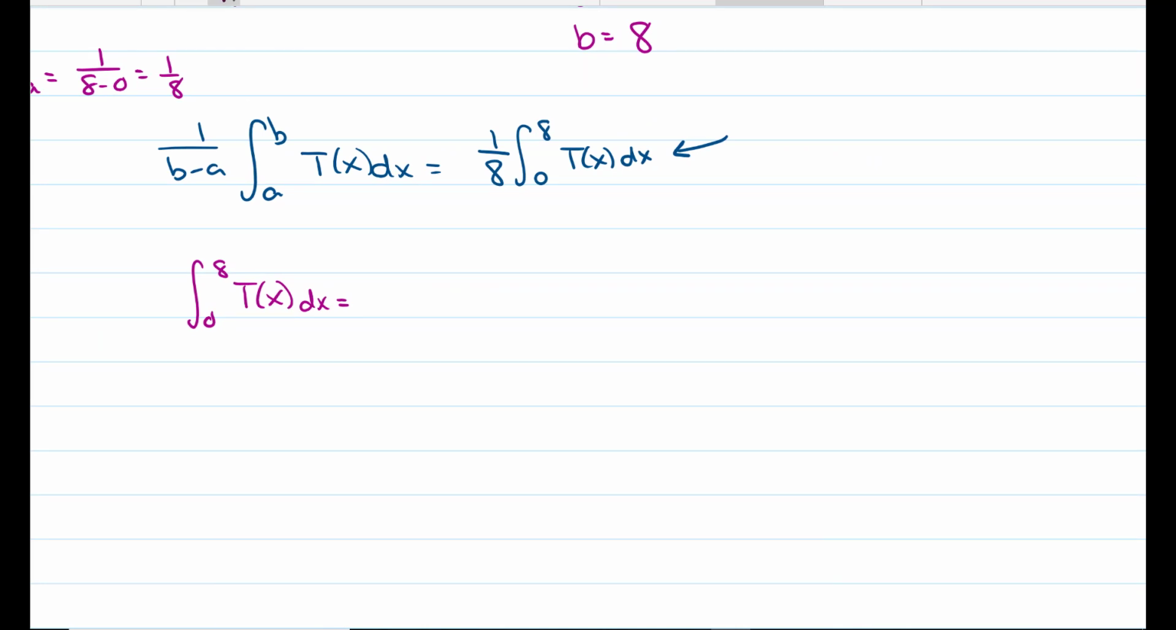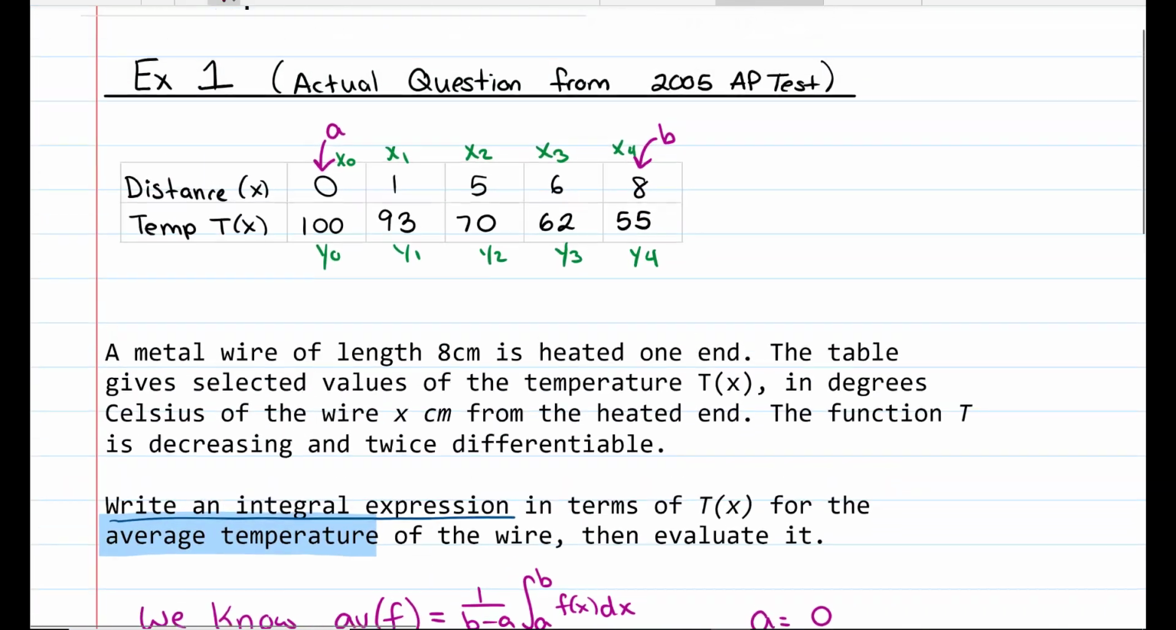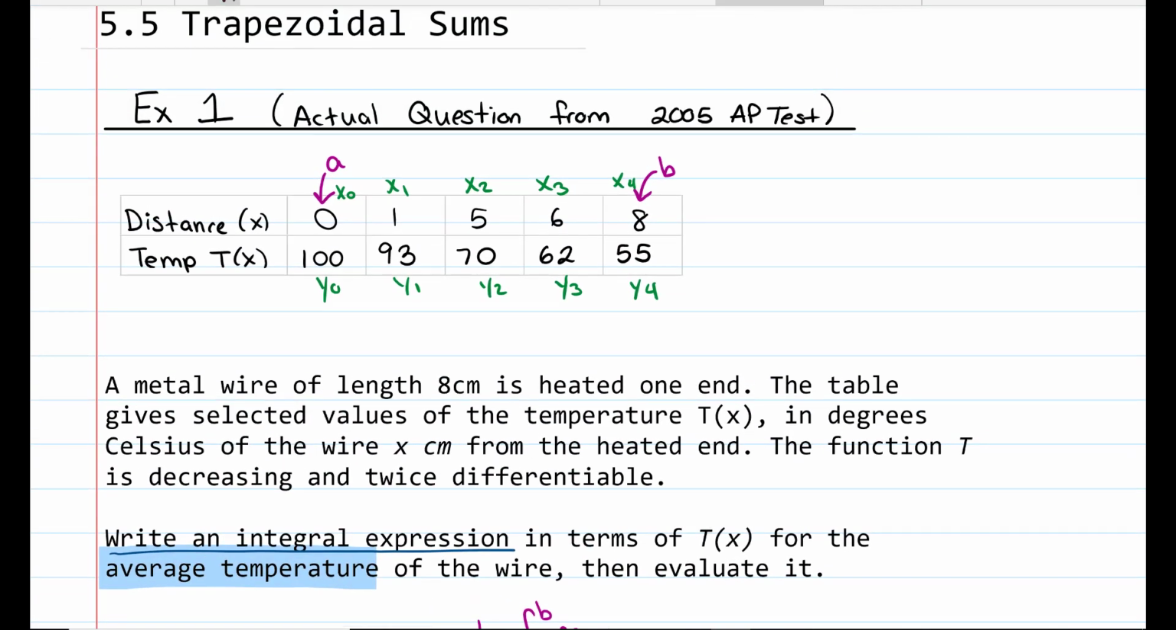height 1 over 2, and the first height of the trapezoid is going to be 1 minus 0 over 2. Again, this is x1 minus x0, and this is h1, times y0 plus y1, which is 100 plus 93. Again, all these values come from the chart. So if I go back up to the chart, you take the difference of these two, and that's going to give you the first height of the trapezoid.